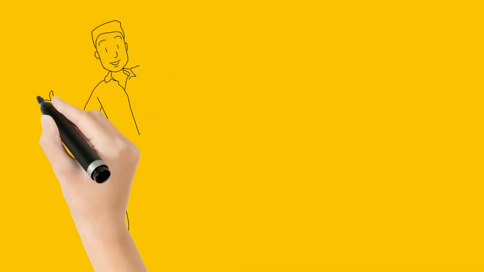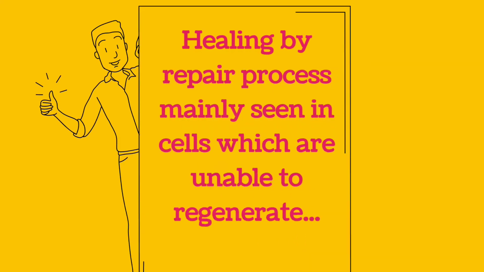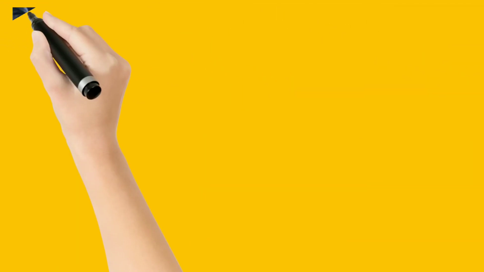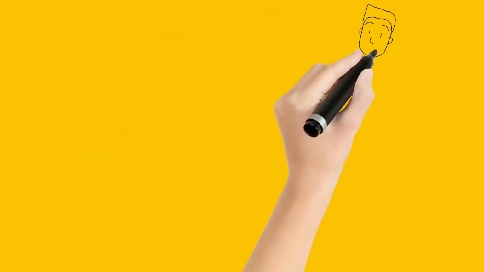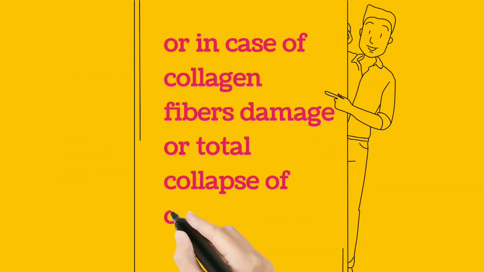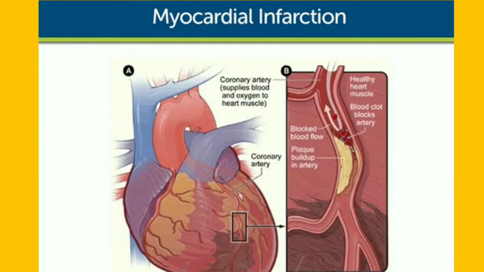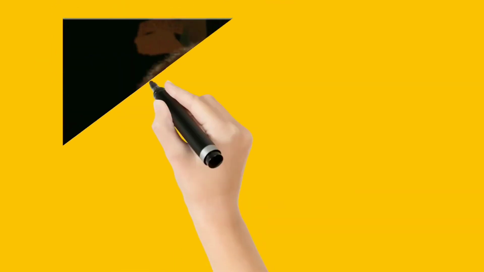Healing must happen by the repair process in the case of injury to cells that are unable to regenerate, such as neurons or nerve cells. And also in the case of damage to the collagen network or its total collapse, which mainly happens in the case of infarction. This causes healing to take place by the repair process.